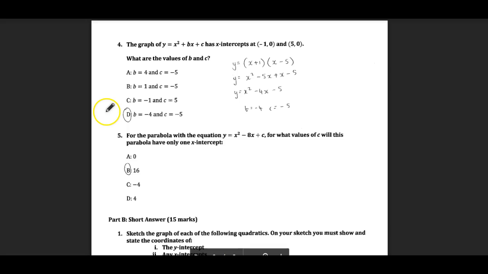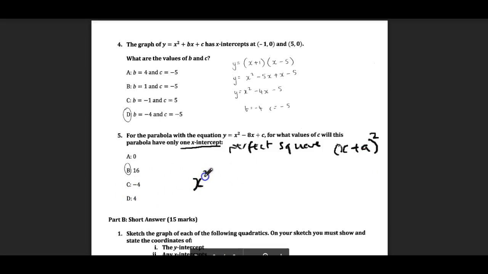All right, for question 5, for the parabola with the equation y equals x squared minus 8x plus c, for what values of c will this parabola have only one x-intercept? Okay, if you've got one x-intercept, it means it's a perfect square. And don't get perfect square and the difference of perfect squares mixed up. So a perfect square just means x plus a squared. Okay, so just some number here.